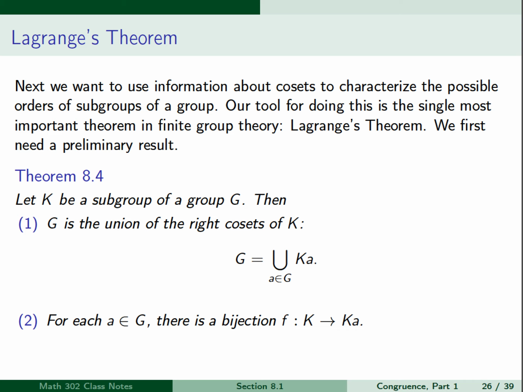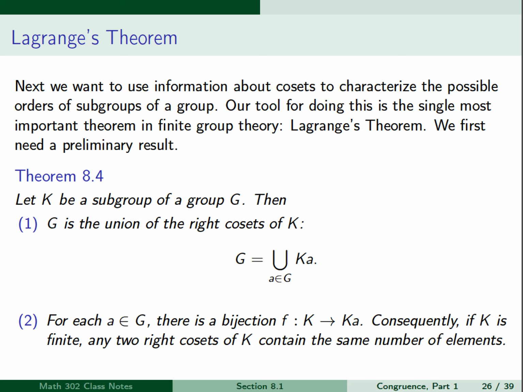Number two, for each a in G, there is a bijection f from the subgroup K to the right coset Ka. Consequently, if K is finite, any two right cosets of K contain the same number of elements.